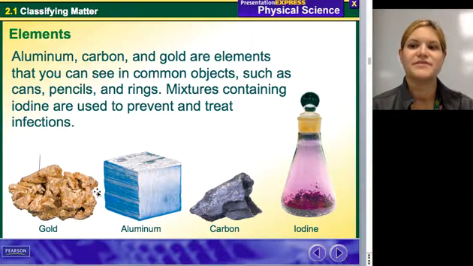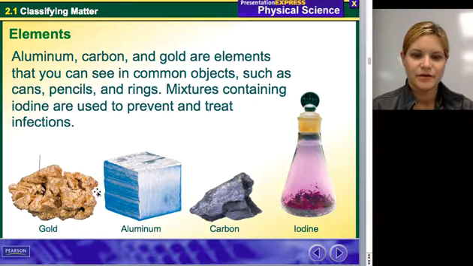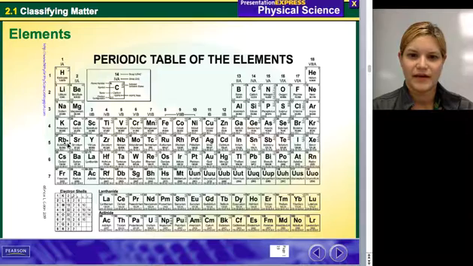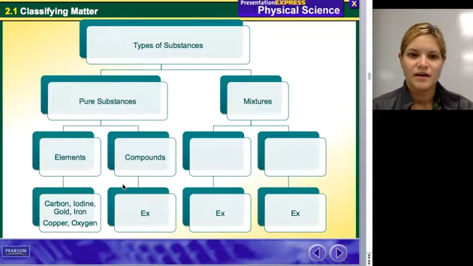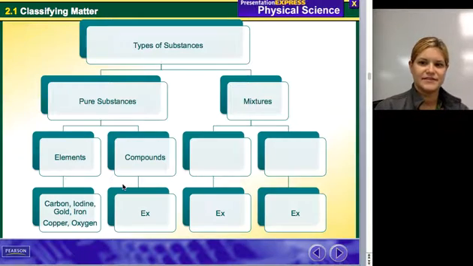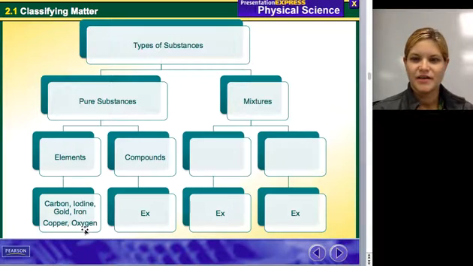Okay, here are some examples now of elements. Aluminum, carbon, gold. We also have iodine here. Iodine is something that you may have had put on your skin at the doctor's office to clean or disinfect. It usually turns your skin yellow. Okay, anything on the periodic table can also be an example of an element. Let's go ahead and list some examples of elements now. So I've listed carbon, iodine, gold, iron, copper, oxygen. Anything from the periodic table can be listed here as an example.